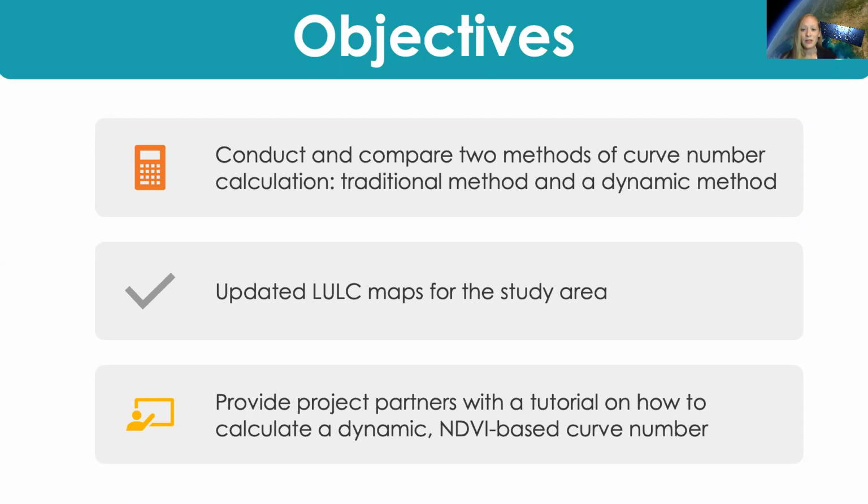To do this, we calculated runoff using two methods of curve number, which is an estimation of runoff potential. During this process, we also updated land use land cover maps for the county, and we created a tutorial for the project partners to recreate our methods later in the future.